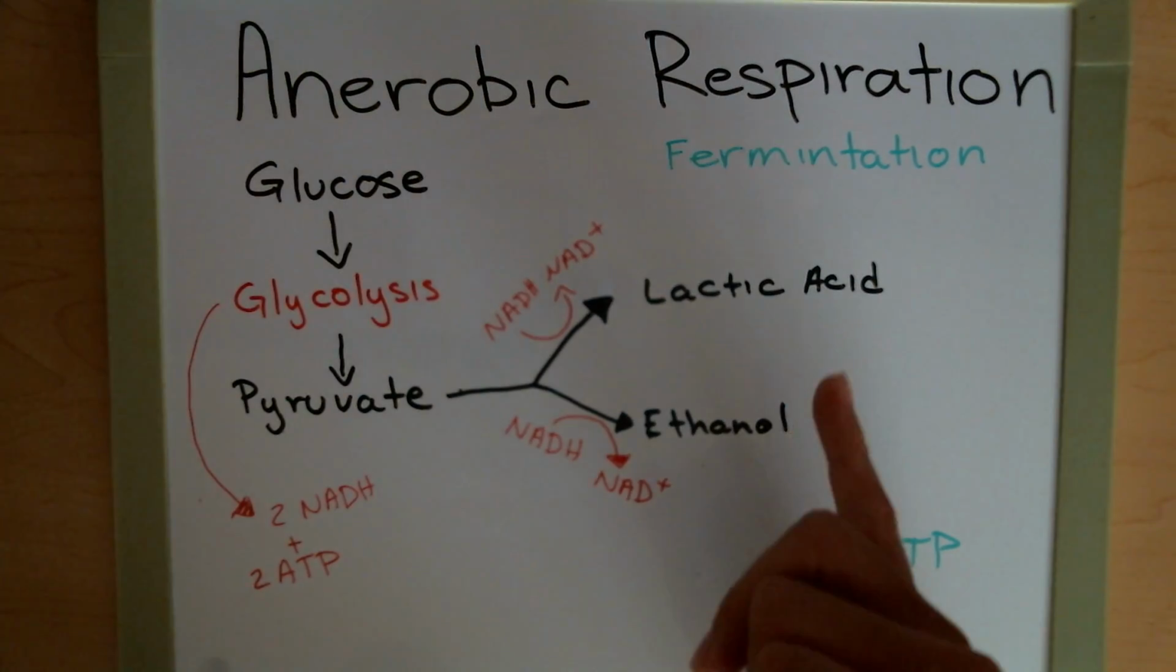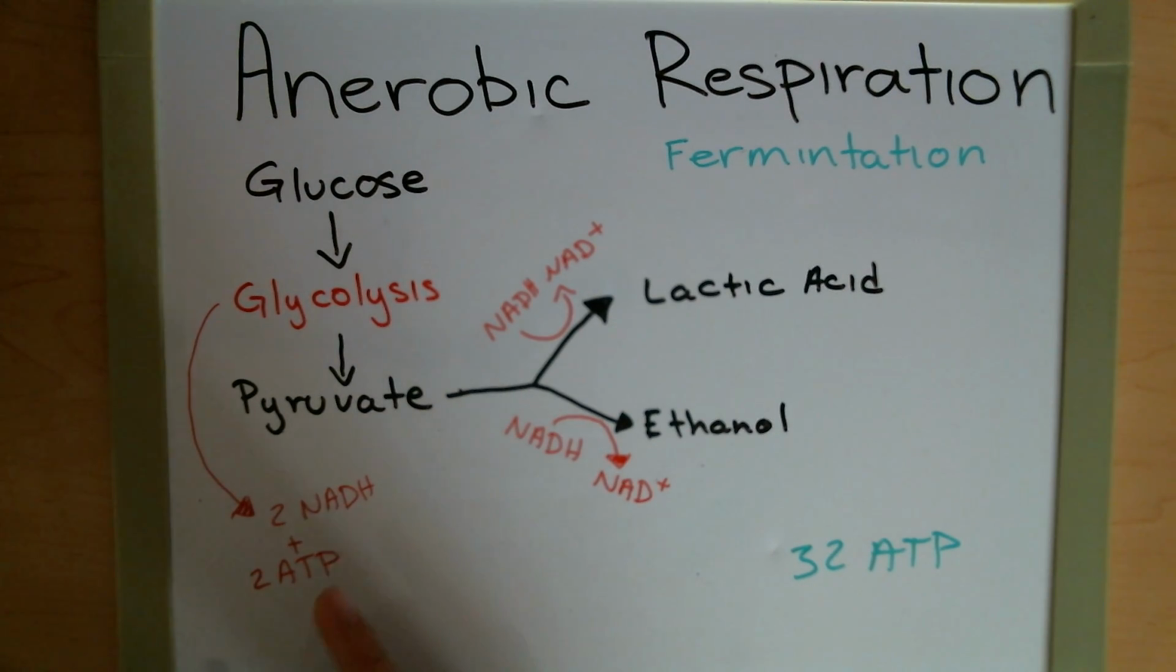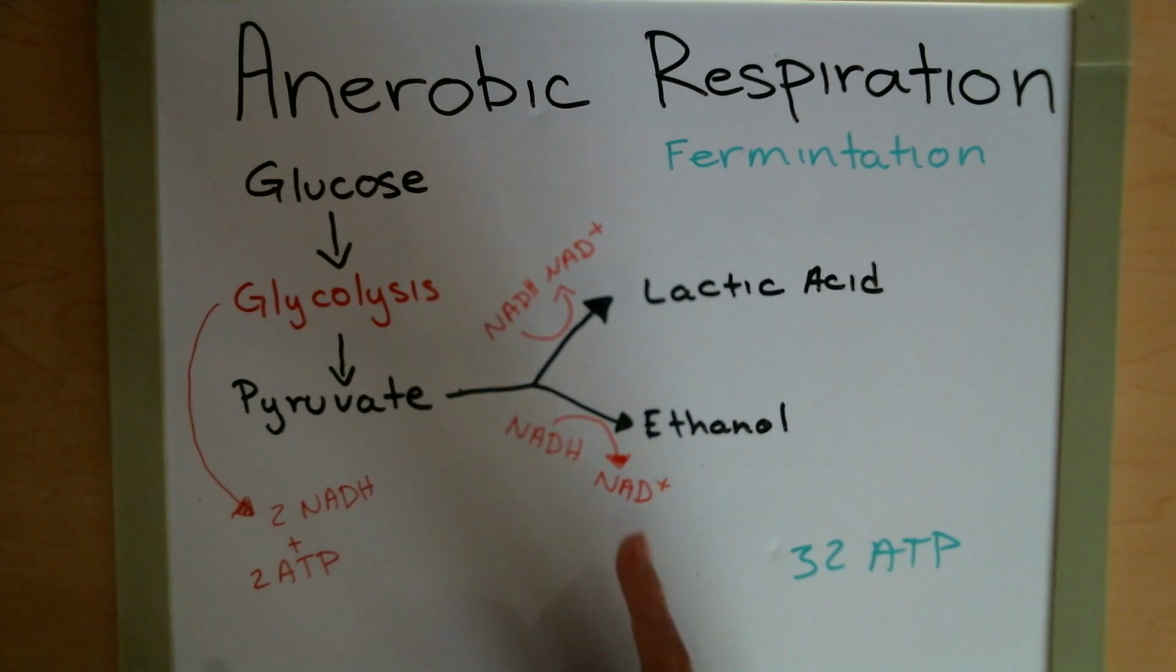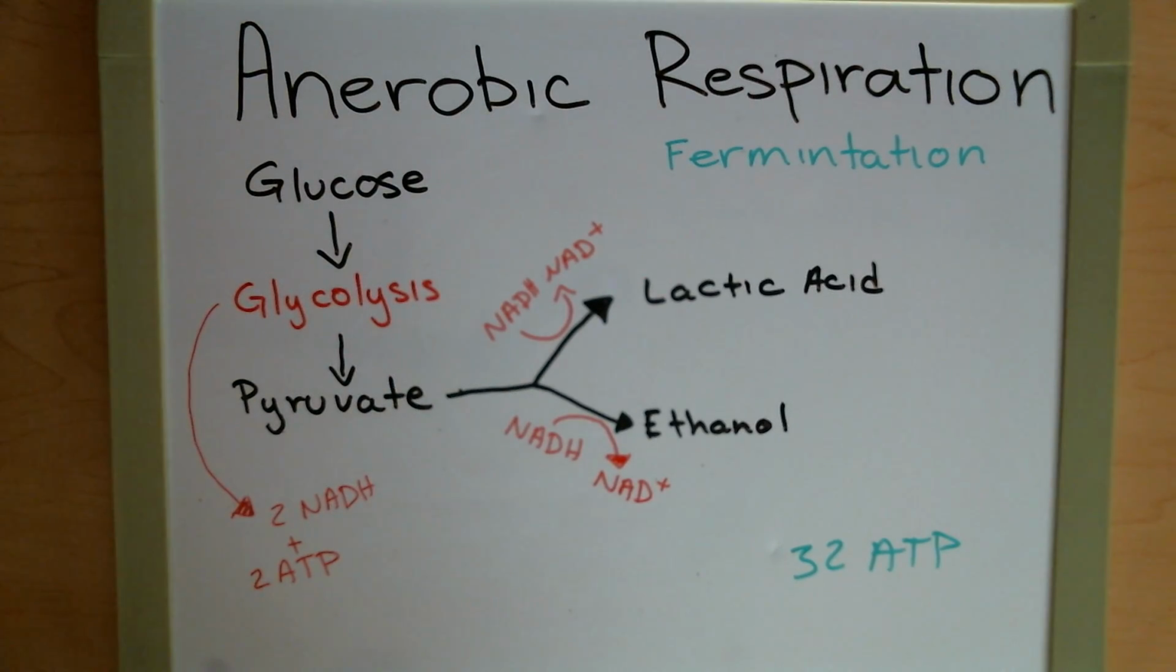So, just to recap, for anaerobes, they do not go through aerobic respiration. They have to go through fermentation. And the point of fermentation is to take the NADH from glycolysis, oxidize it back to NAD+, and put it back into glycolysis. Because glycolysis does not need oxygen, but pyruvate decarboxylation, Krebs, and the electron transport chain, they all need oxygen.